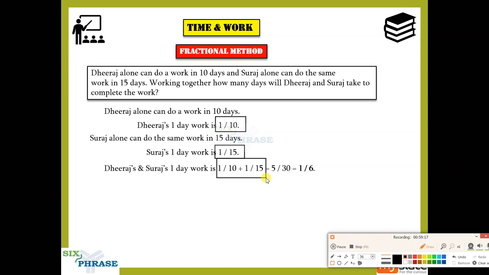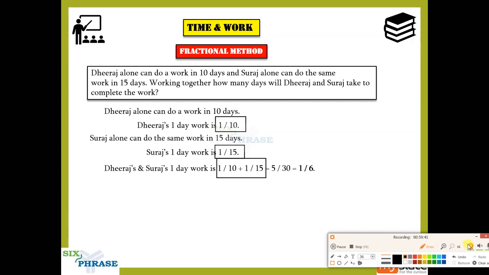See what we are adding? We are not adding the time. We are actually adding the efficiency. We are actually adding the rate of work. We are actually adding the work done per day. In time and work you always add the rate of work. You always add the work per day. You never add the time, guys. So make sure that you understand this.